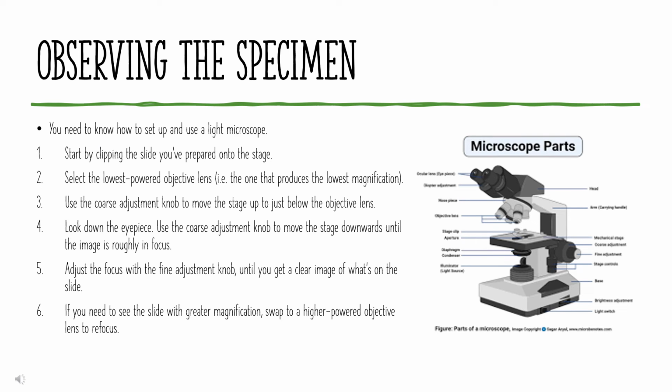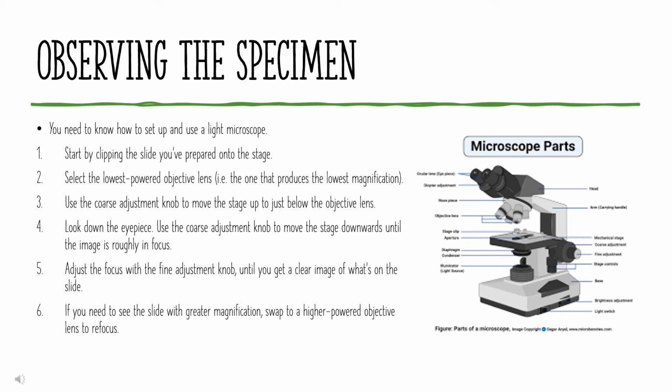Okay guys, and here I have everything you need to know about observing the specimen. So you need to know how to set up and use a light microscope. First, start by clipping the slide you prepared on the stage. Second, select the lowest powered objective lens, the one that produces the lowest magnification. Third, use the coarse adjustment knob to move the stage to just below the objective lens.